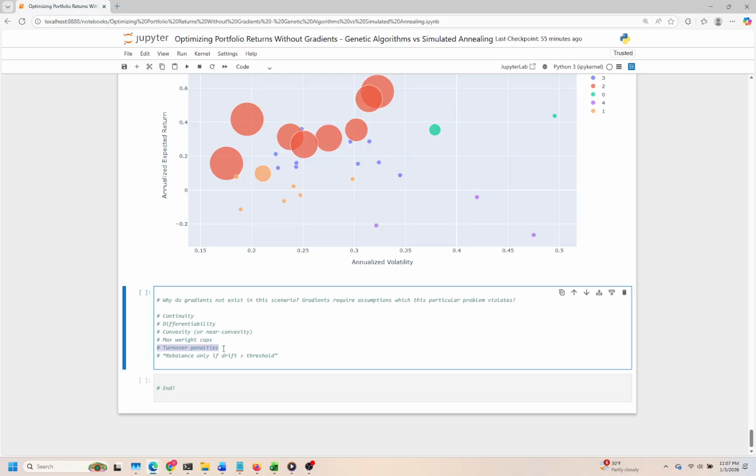Another important aspect mentioned is the strategy of rebalancing only when a certain drift exceeds a defined threshold. While this approach can serve to manage risk, it introduces another layer of complexity that fails to align with gradient assumptions, potentially leading to erratic results if not handled carefully.